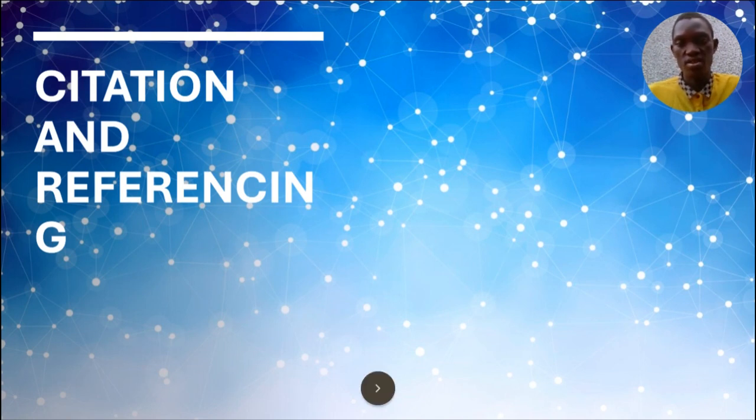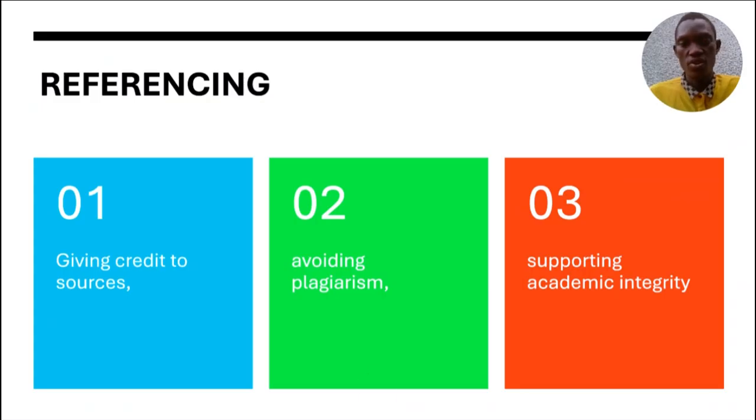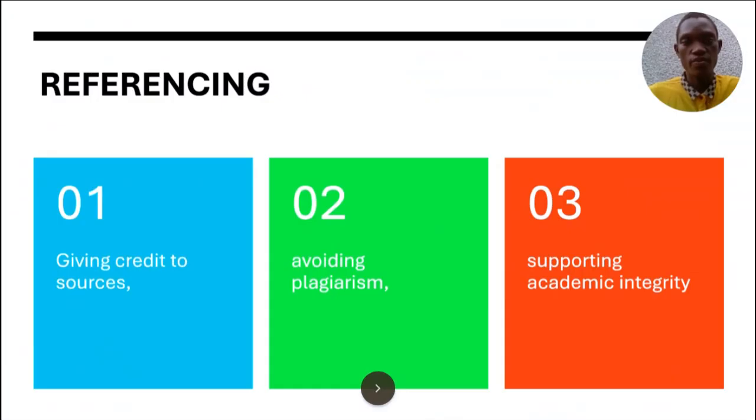Citation and referencing. So in our next slide we are looking at citation. And what is citation? Citation is a reference to a source of information, a point out to the source from which the information was gotten. Then referencing. When we talk about referencing, we are basically going to talk about three major things. In my slide I've called them blue, green and red. The blue, green and red points that you have to note about referencing.